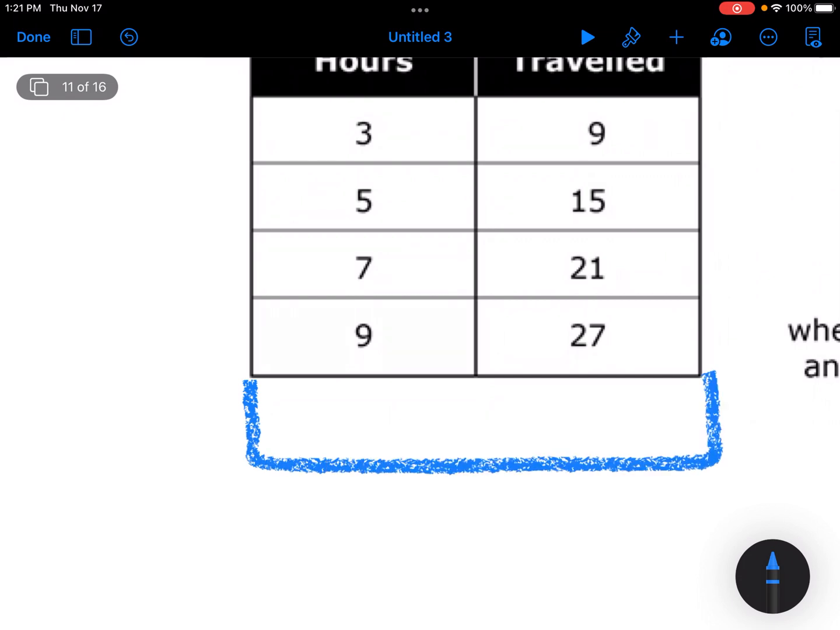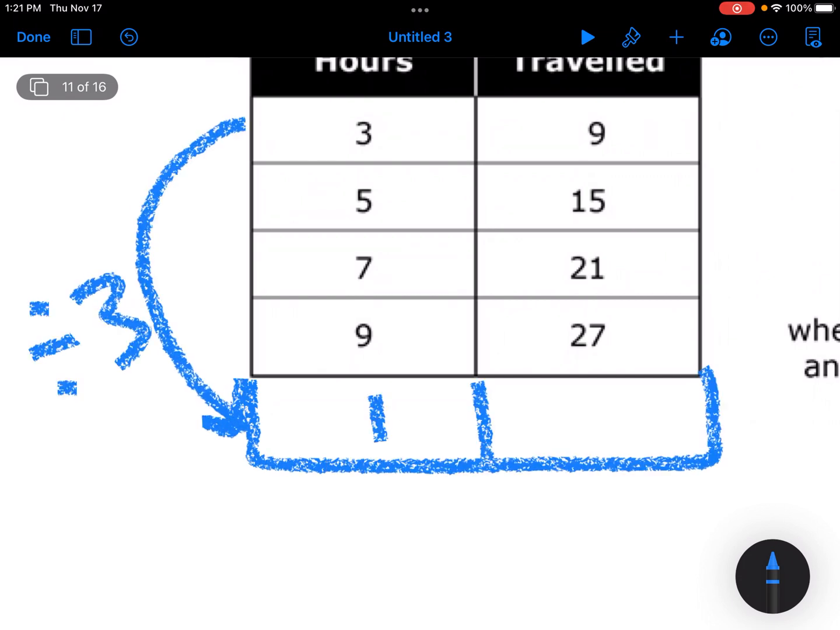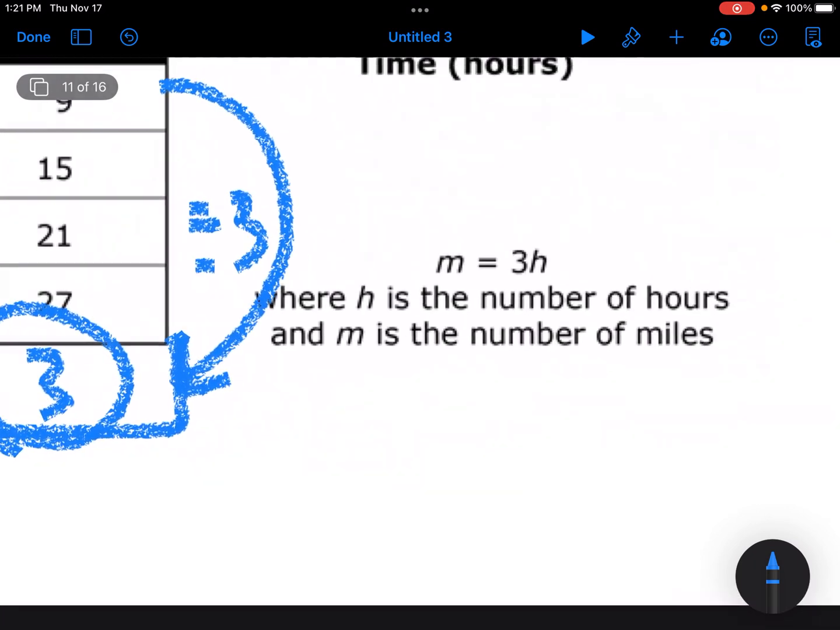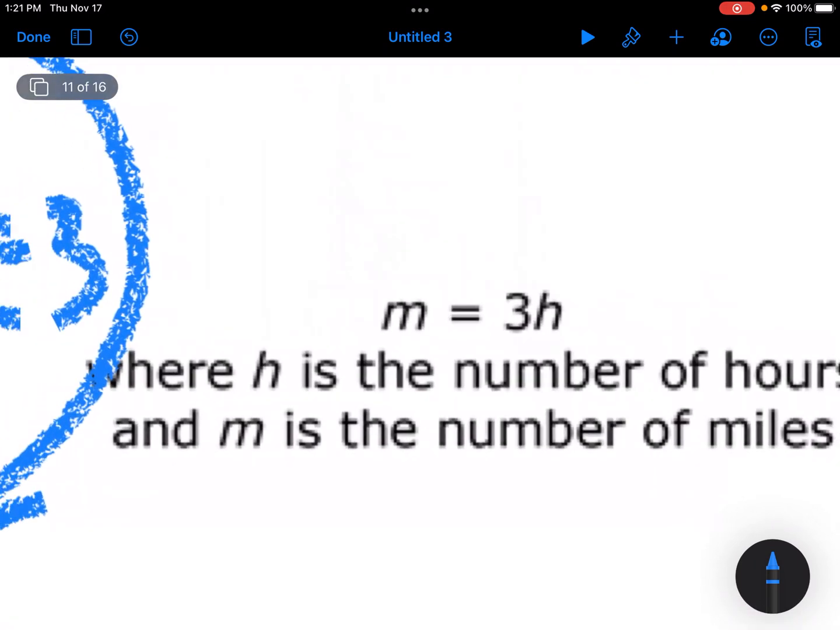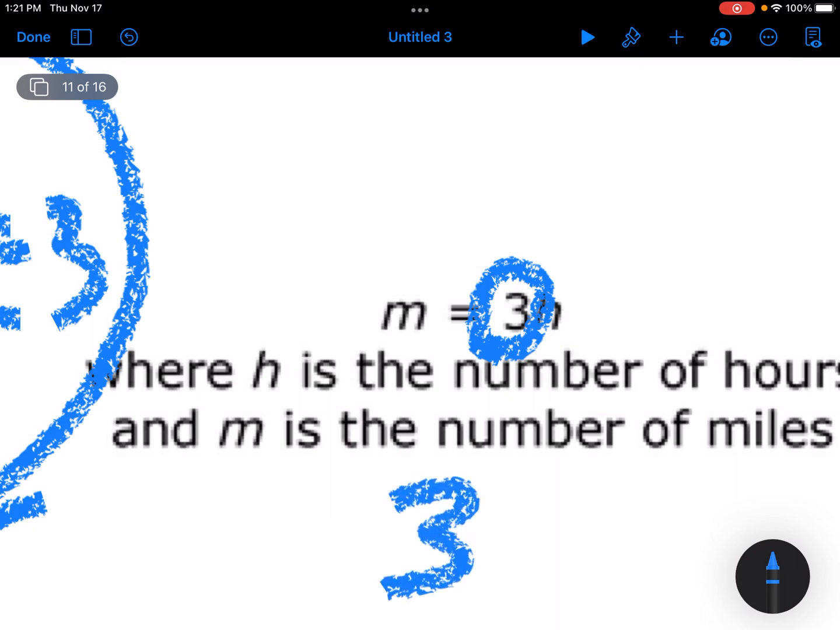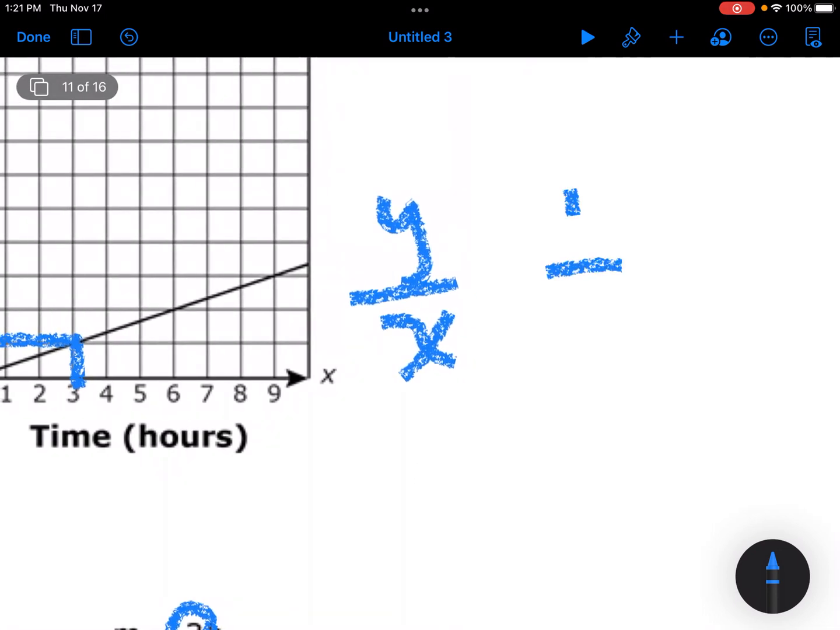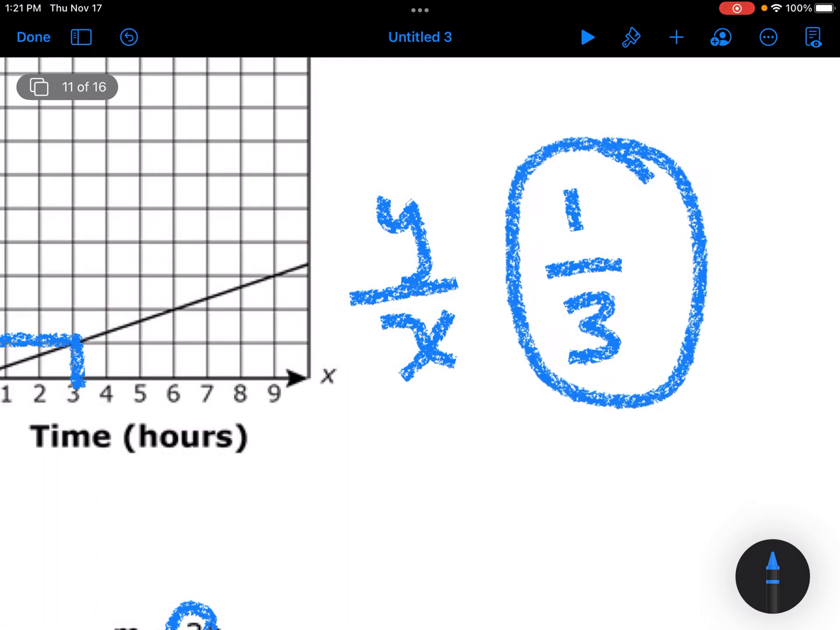If I want to find for 1, I'm going to divide by 3. So 9 divided by 3 is 3. The unit rate is already here because it shows up in the equation, so it's 3. For this one, we always do y divided by x. So 1 divided by 3. So the unit rate would be 1/3.